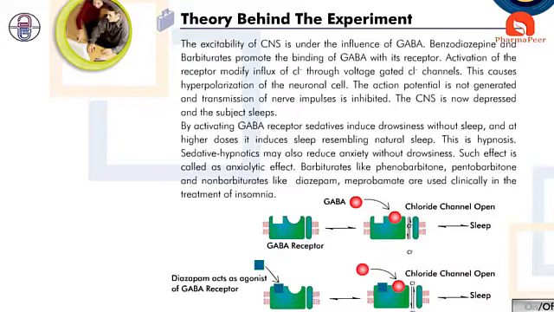By activating the GABA receptor, sedatives induce drowsiness without sleep, and at higher doses they induce sleep resembling natural sleep. This is hypnosis. Sedative hypnotics may also reduce anxiety without drowsiness. Such an effect is called an anxiolytic effect. Barbiturates like phenobarbital and pentobarbital, and non-barbiturates like diazepam and meprobamate, are used clinically in the treatment of insomnia.